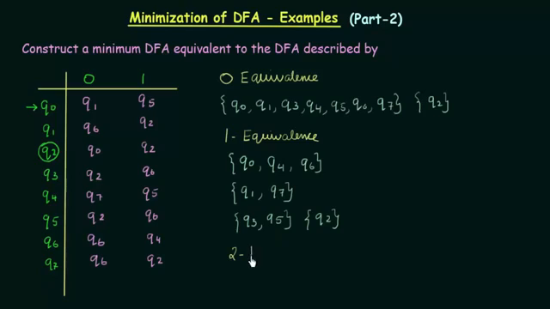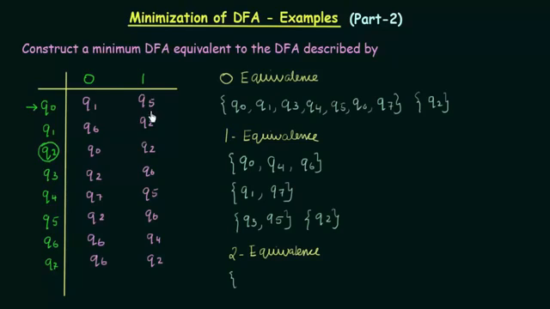Now our next step is the 2 equivalents. Now how do I write the 2 equivalents? Writing 2 equivalents, you have to use these rows of 1 equivalence for checking. So how do I do it? I have to check if the states in the same set are 2 equivalent to each other. So let me check for Q0 and Q4. Q0 and Q4 on getting input 0, they go to Q1, Q7. Q1 and Q7 fall in the same set, it is fine. And on input 1, where do they go?